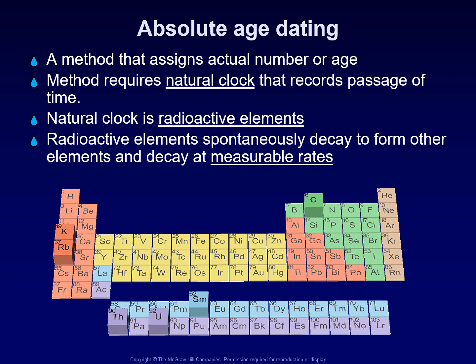So now we're going to move away from relative age dating and talk about absolute age dating. This is a method that actually assigns a number or an age to a rock or mineral. It requires a natural clock that records the passage of time, sort of like a stopwatch. And that natural clock is radioactive elements. A radioactive element is an element that spontaneously decays to form other elements. And that decay rate is a measurable rate. So it's constant and it's measurable.